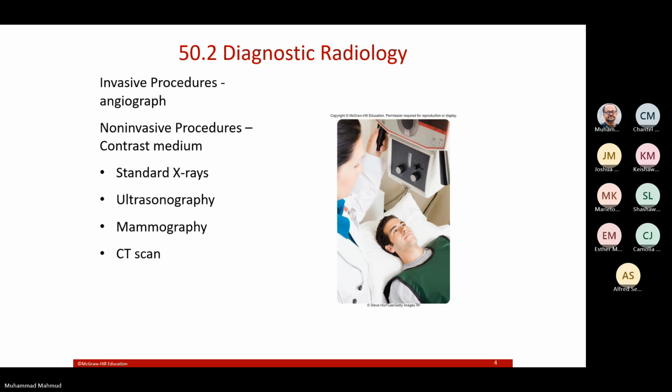Now, diagnostic radiology is the X-ray for diagnostic purposes. Contrast medium is a substance that makes the internal organs denser and blocks the passage of X-ray to the photographic film.